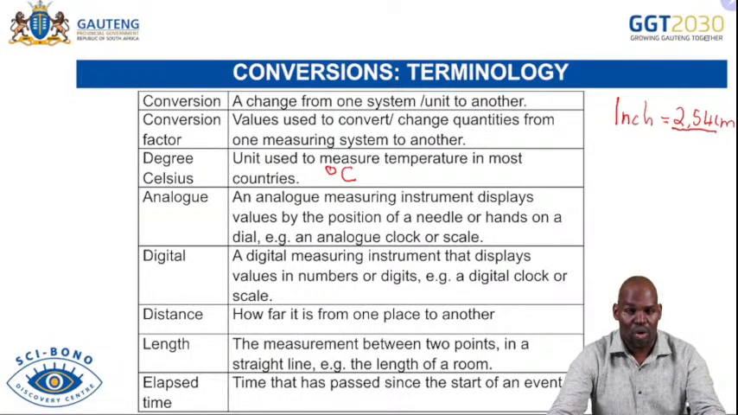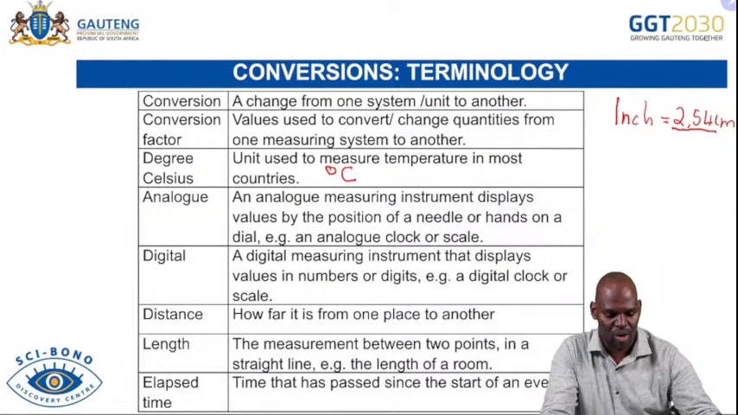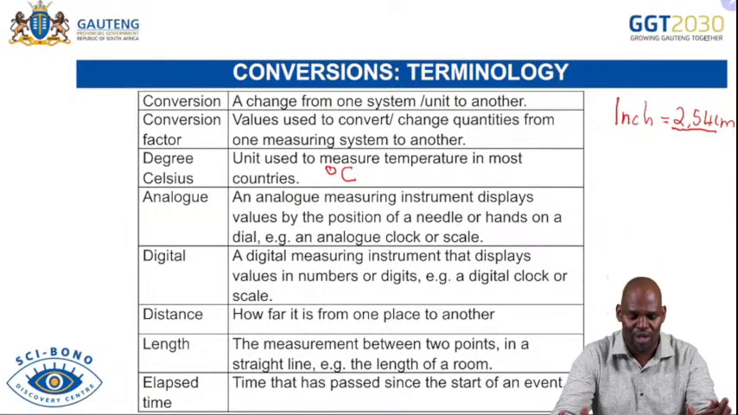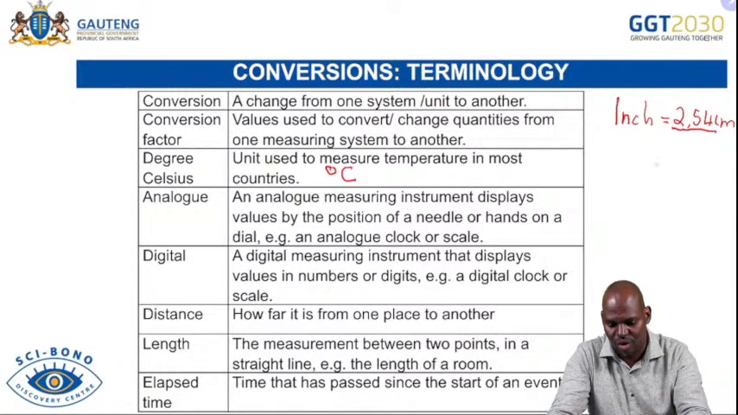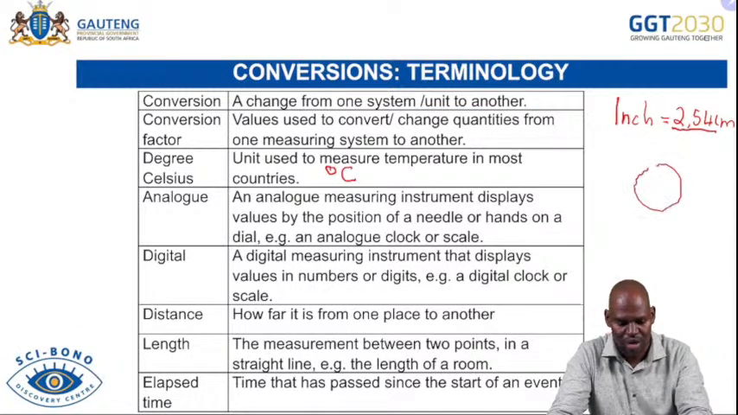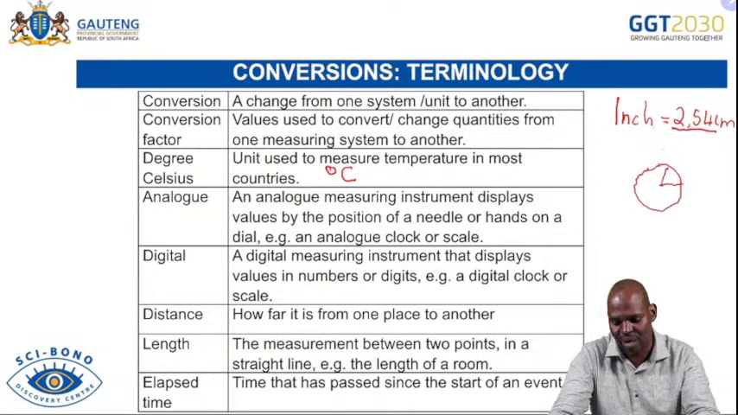Then we've got analog. What do we mean by analog? An analog is a measuring instrument that displays a value by the positioning of a needle or hands on a dial, e.g. an analog clock or scale. If you look at a clock, you have hands, and they will be pointing at the time. These hands will be pointing at times, so that means that is analog.